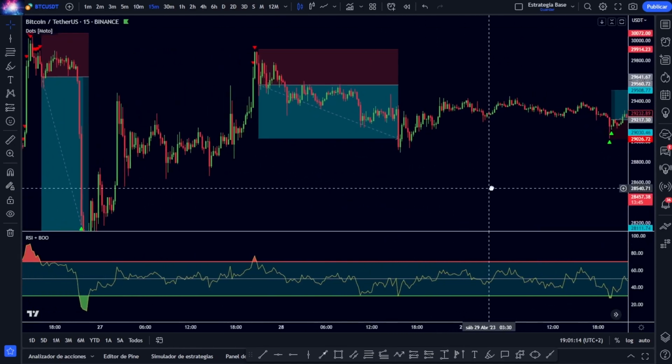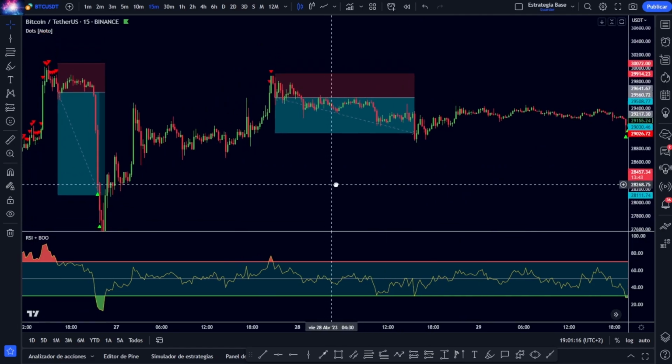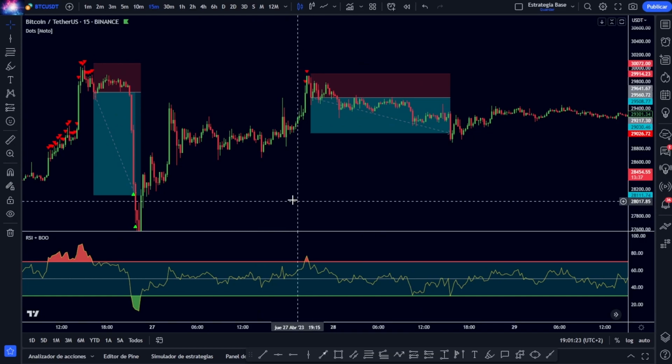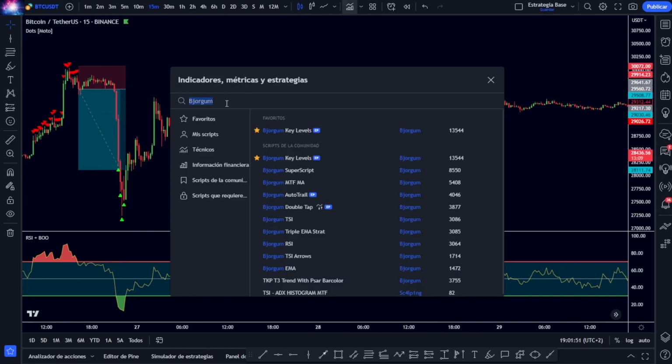The important thing about these indicators of this trading setup that I just showed you is that you can add it to any of your operations and it will help you to improve your profits. But this does not end here, we are also going to help ourselves with the Bjorgum indicator, which, as you can see, has been one of the great selections of the editors and is already used by more than 13,500 people, and now you will see why.